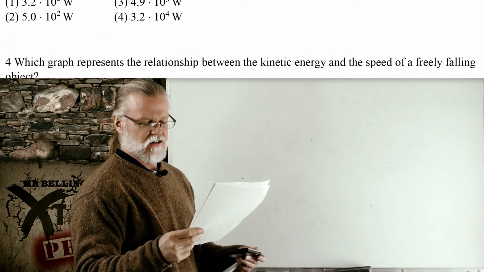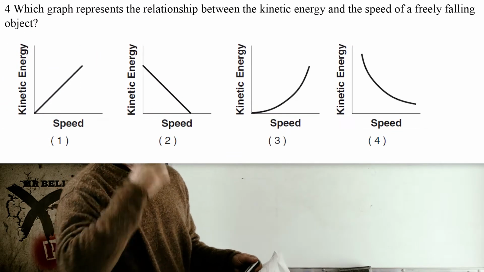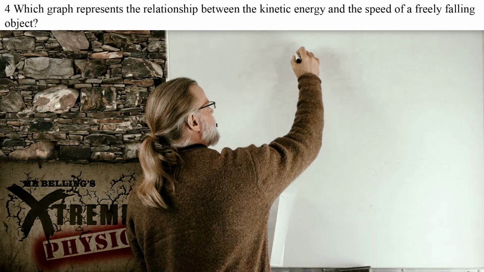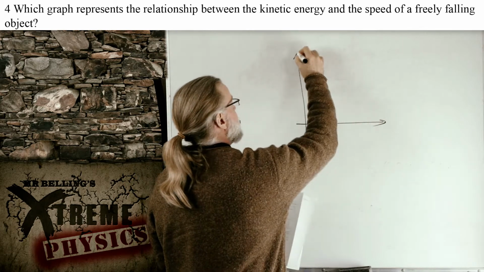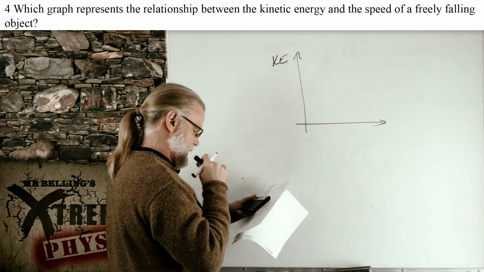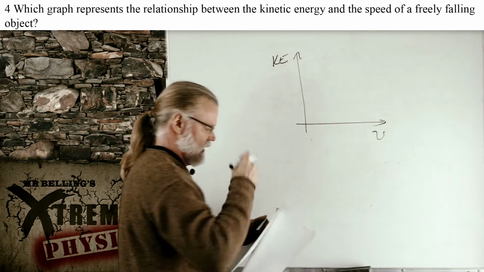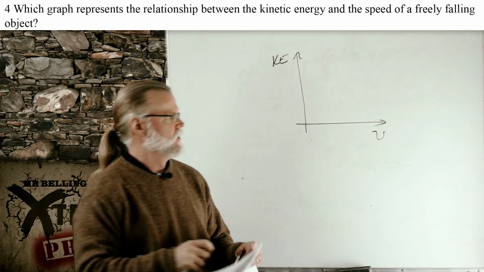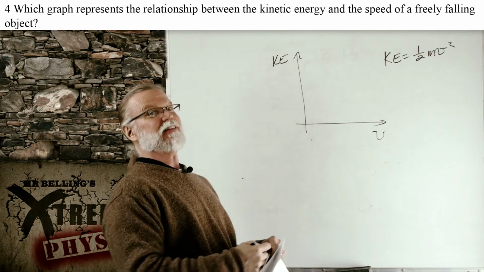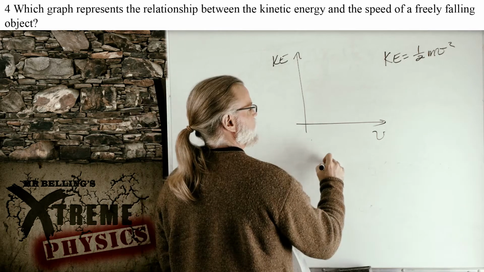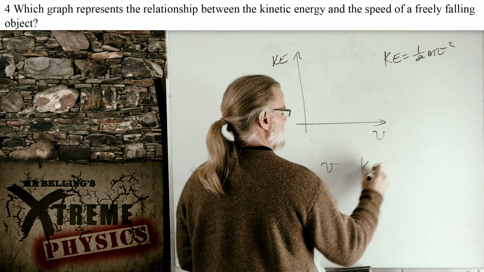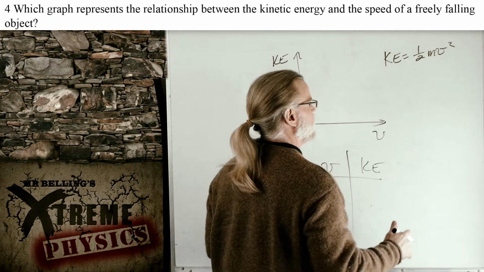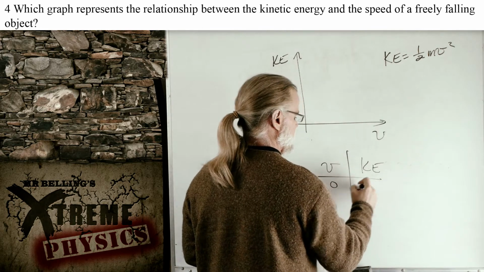Which graph represents the relationship between kinetic energy and speed for an object falling? All right, well, graph kinetic energy and speed. Anytime you graph something, first step, find the mathematical relationship between kinetic energy and speed. Ooh, let's apply extreme physics. Well, our x variable is v, and our y variable is kinetic energy. When v is extremely small, or 0, the kinetic energy is 0.